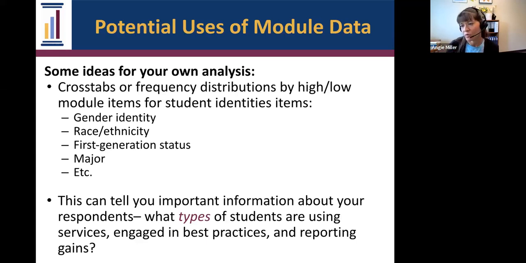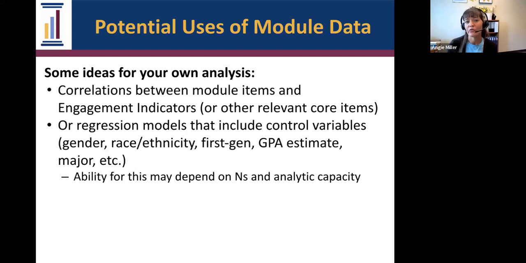So those are some important things to look at just within the data, the module data itself. And then you can also look at it in terms of relating it back to the course survey. So we highlighted how the information literacy complements a lot of these components of the course. So you can look at correlations between module items and other engagement indicators, or you could look at some regression models that include some of those control variables, things like gender, race, ethnicity, or GPA.